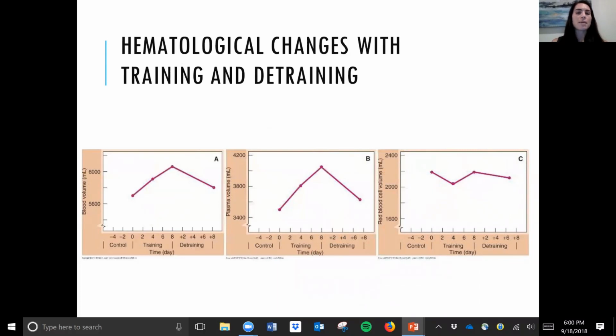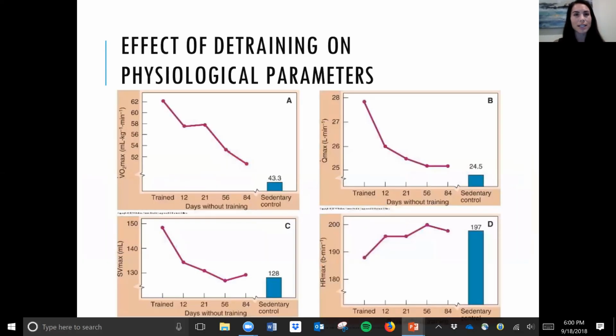And here are some other changes that happen. On the left, you can see blood volume, and on the x-axis for each of these figures you see a control, a training group, and then a detraining group. Blood volume goes up during training and then starts to go down during detraining. Same thing with plasma volume: we see an increase during training and then a decrease during detraining. With red blood cell volume, immediately after training you're going to see your red blood cell count go down, but after you continue to train, that number goes right back up. Then, intuitively, as detraining happens, you see that number go down.